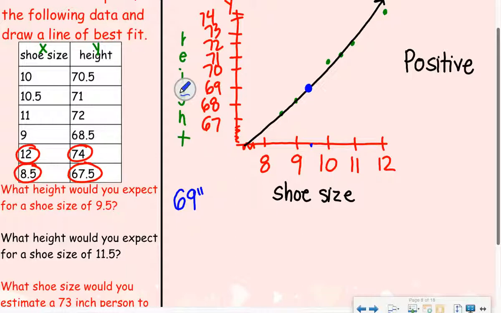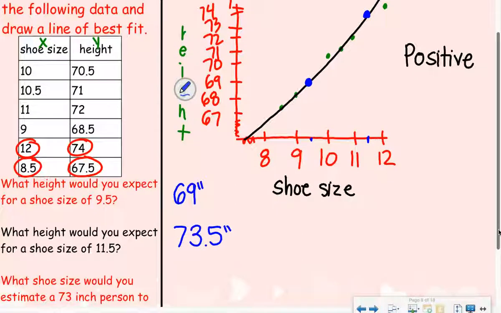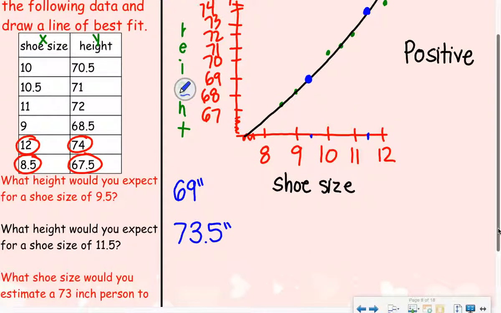All right. What height would you expect for a shoe size of 11.5? So let's go over to 11.5. Follow our line up till we hit our line of best fit. Go across. I would say that's at about 73.5. Again, you're making a prediction, so it won't be exact. And then our third one, what shoe size would you estimate a 73-inch person to be? So 73, if I go across, I'd land at about right here, which is size 11.